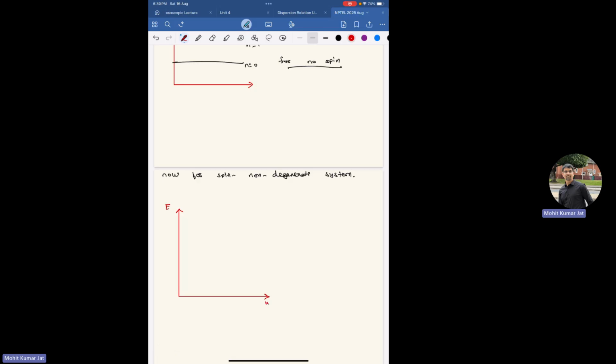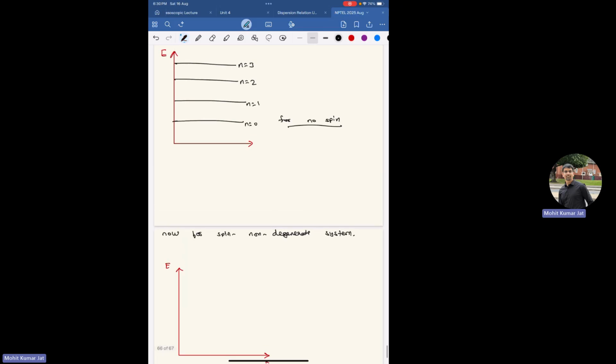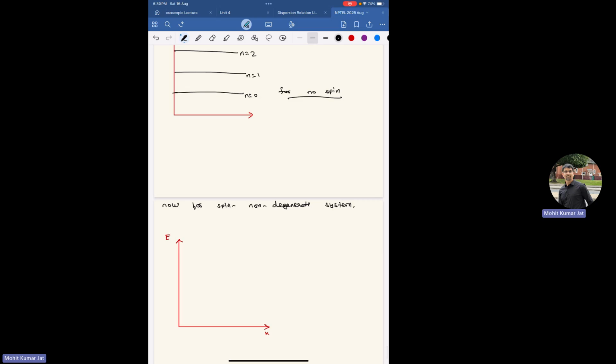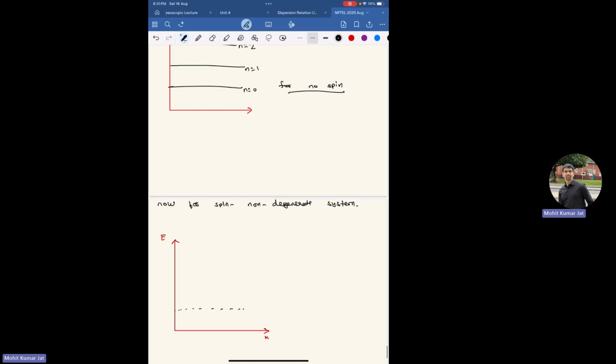Now, since your n equals 0 state was there, in which there will be a state of the down spin and a state of the up spin, this n equals 0 state, which was there like this, will get divided into two. One will go up here, another will go down here. So this will be n0 up spin and this will be n0 down spin. Similarly, the n equals 1 state was there here. This was n equals 0, this is n equals 1.